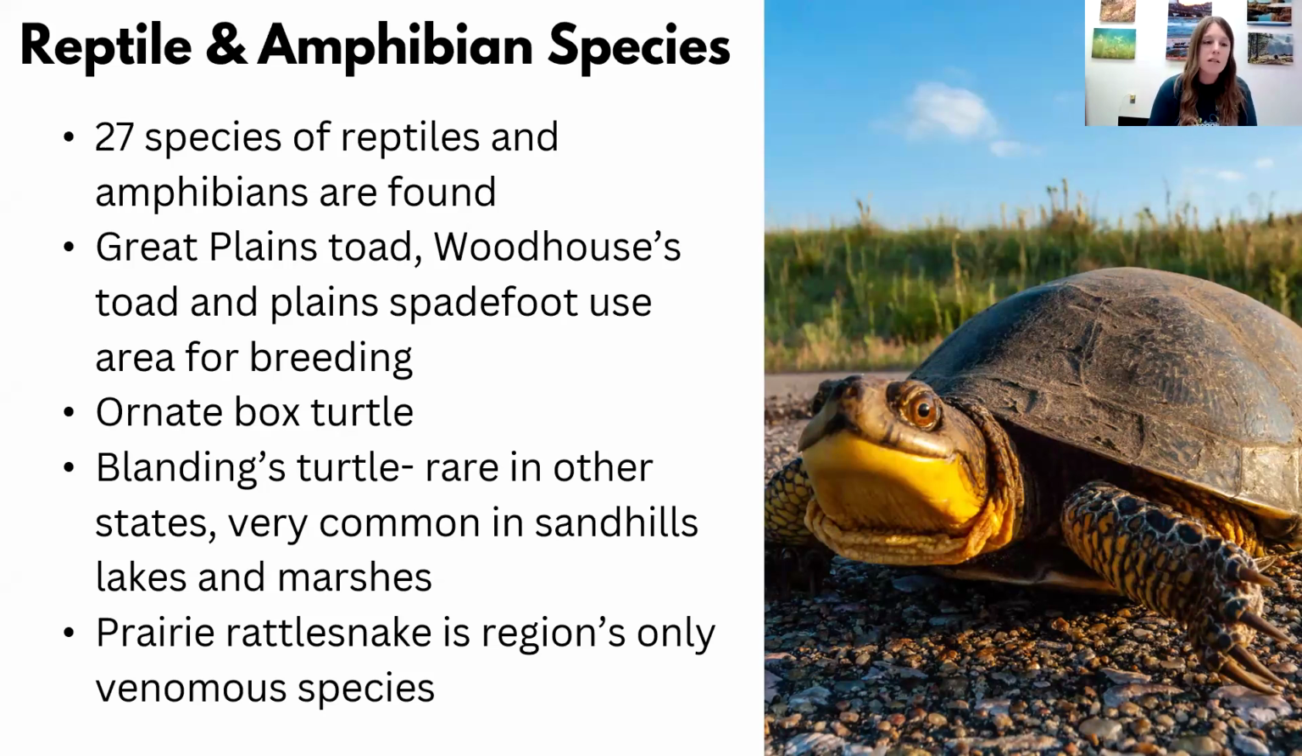The ornate box turtle is our state reptile and has been known to inhabit the sandhills. It's the highest population area you can find them. So if you want to find a box turtle, go to the sandhills. And then we also have this really unique turtle, this yellow-chinned guy. It's called the Blanding's turtle. Nebraska, I just heard the stat today, has about 180,000 of them just in the sandhills. But in the states that surround Nebraska, total, there's about 55,000. So Nebraska is a stronghold for this species.